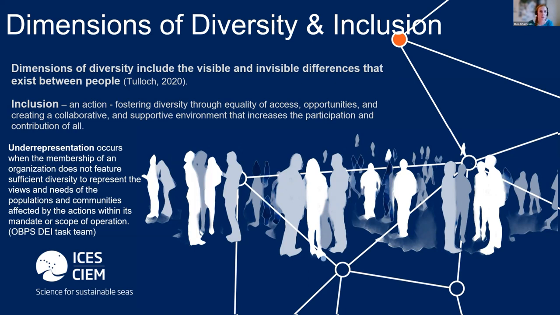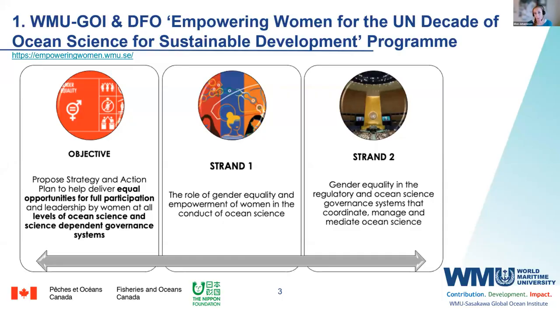And I always use this definition that was created by the OBPS DEI task team, because I think it really helps us to think about what underrepresentation is. It happens when the membership of an organization doesn't have the kind of diversity it needs to represent the views and needs of the populations and communities affected by the actions in its mandate. And of course, this is very true of gender.